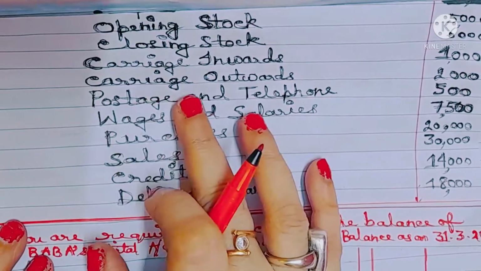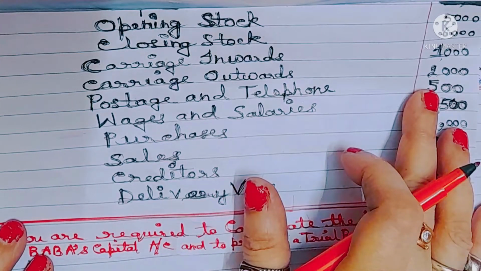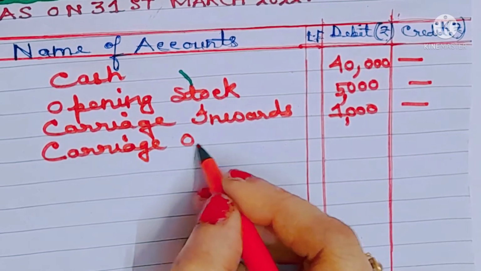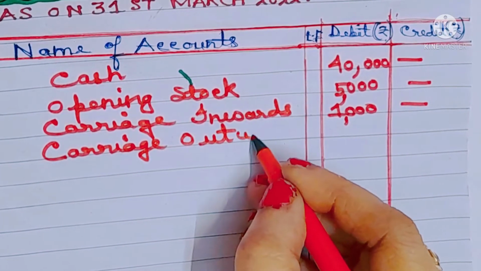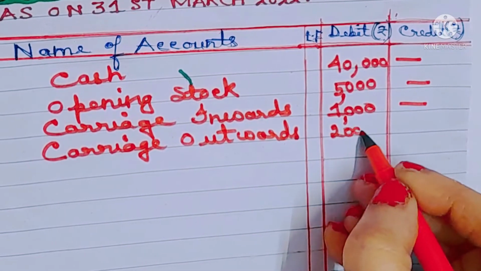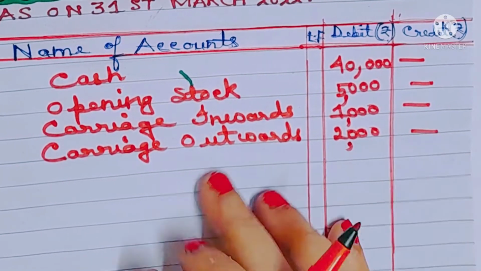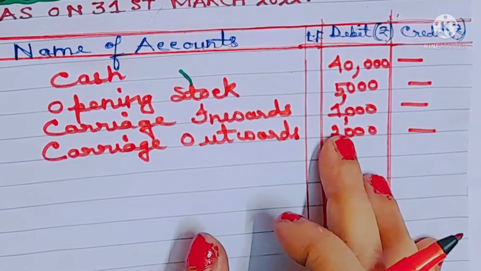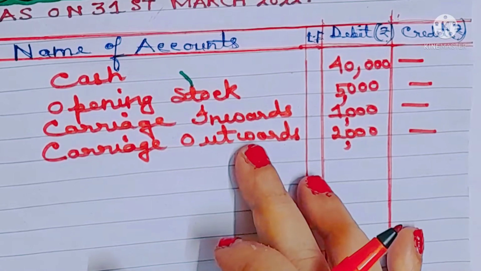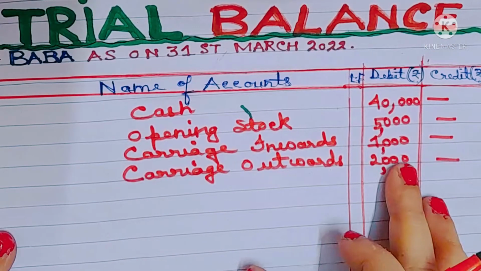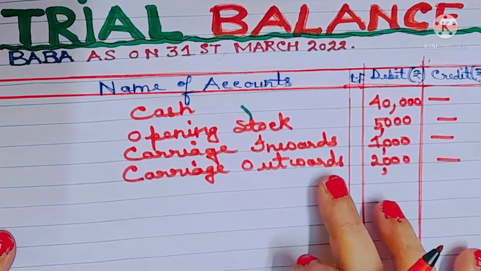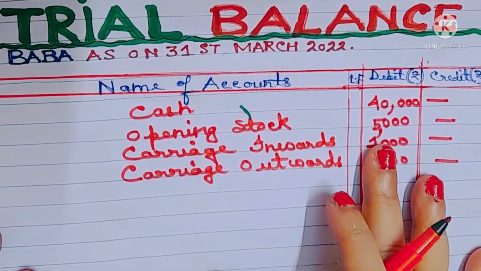The next account is Carriage Outwards, 2,000. Let's write. Carriage Outwards has a debit balance too. That is the reason we are writing it in the debit column. Carriage Outwards comes under nominal account too. According to nominal account, all losses and expenses are debited. Here, carriage outwards is an expense for the business because carriage outwards is a transportation cost. So, carriage outwards will be debited. Understood?